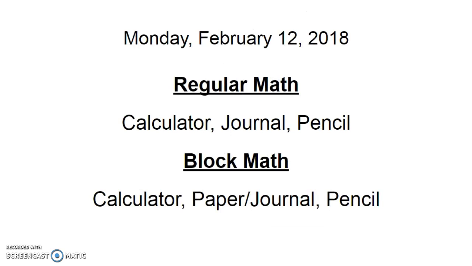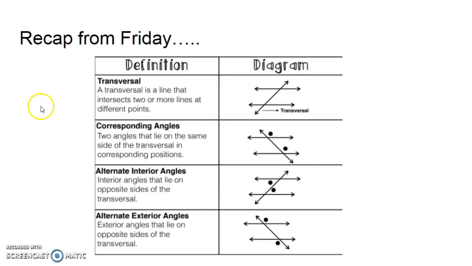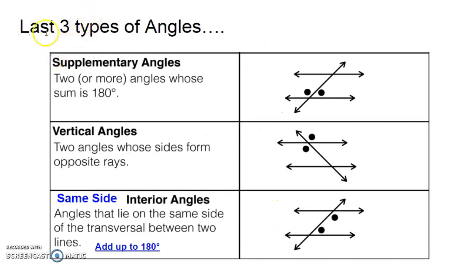Now we're here to what we did on Monday. So let's go over this. Recap from Friday, which we already went through, so I'm not going to go over this. We just did that in the video. Last 3 types of angles. We have supplementary angles. That means these 2 angles on a straight line, the sum of these 2 angles need to equal 180 degrees.